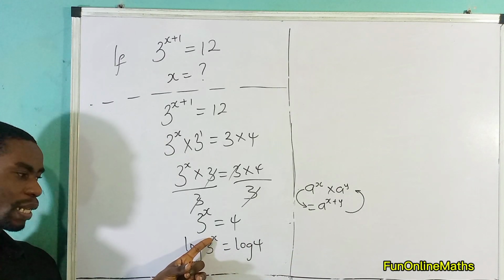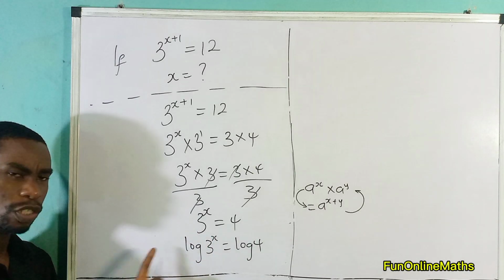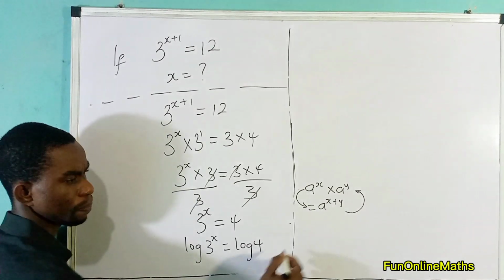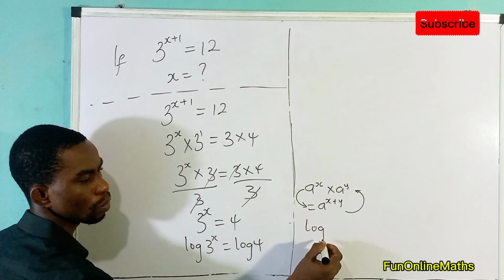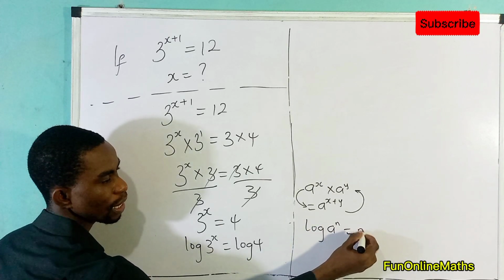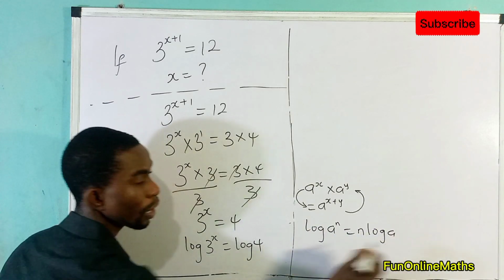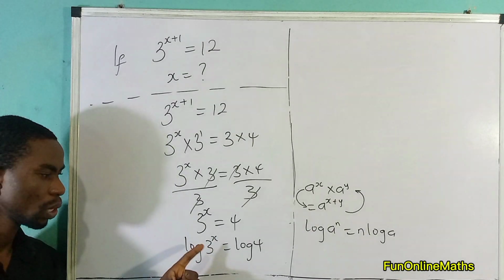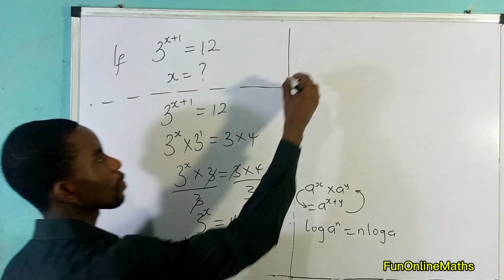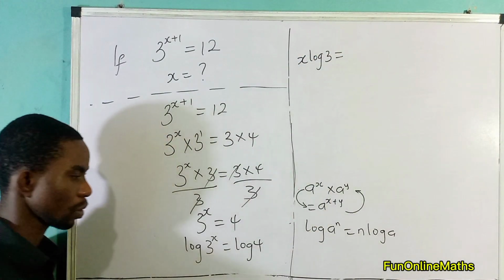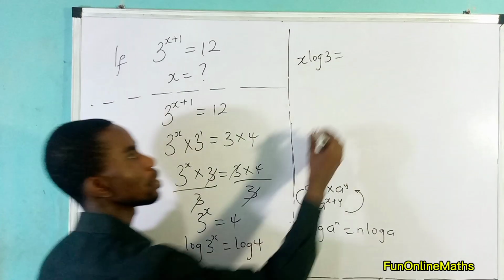Now, if I can bring x to this side, it will be easy for me. And that is possible. By the laws of logarithm, if you have log a to the power of n, is the same thing as n log a. Alright, so this can be written as x log 3. So we have x log 3 equals log 4 remains log 4.